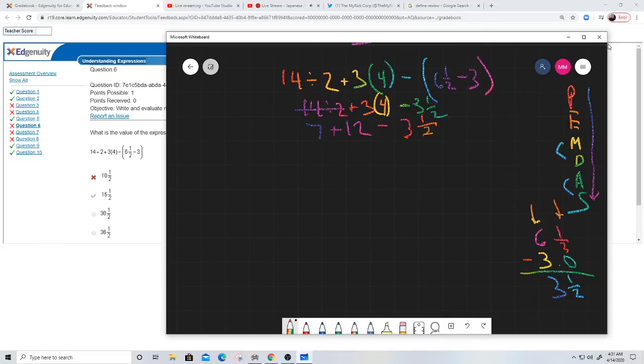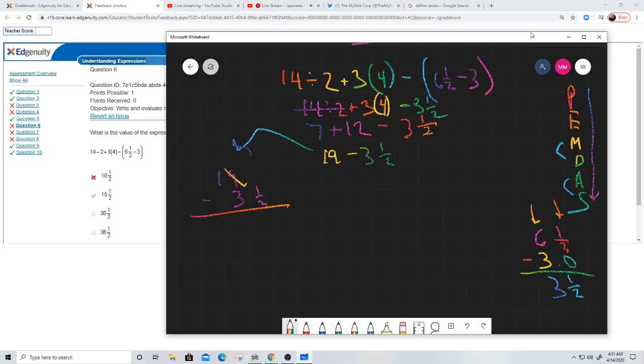And now we did a row, so we go back here. PEMDAS, so we know we have nothing left except addition and subtraction. And the rule is left to right. So 7 plus 12 is 19, minus 3.5. Now again, we lucked out because we can still use this trick. 19 minus 3.5.